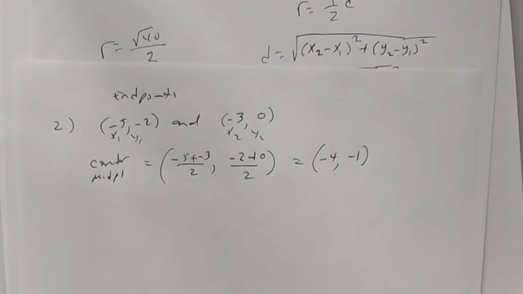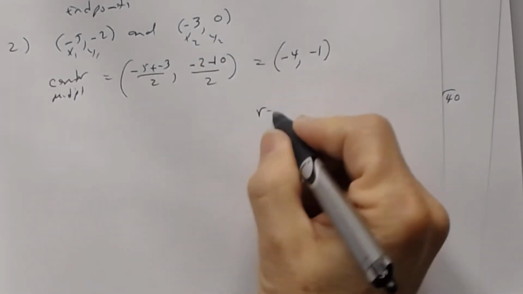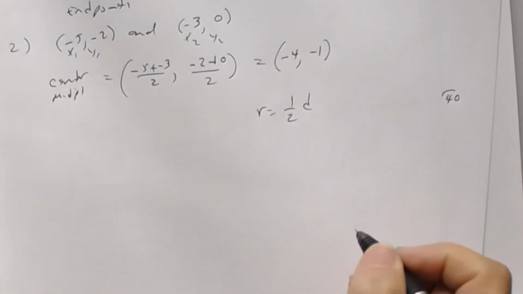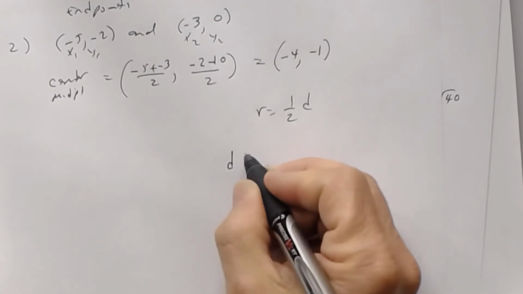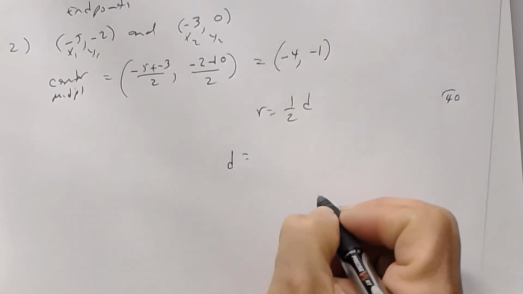Find the distance of the diameter and do what to it? Take half of it. All right. So remember, the radius is half of the diameter. So let's find the distance, the length of the diameter.